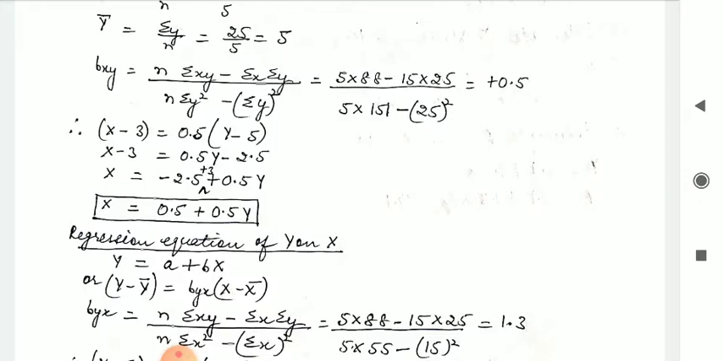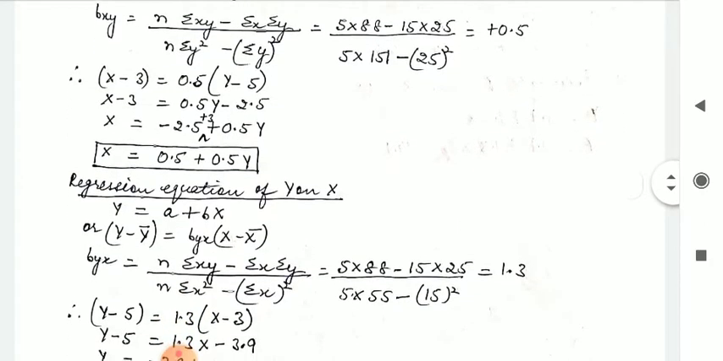So in this way x minus 3 is equal to, opening the bracket, 0.5 into y minus 2.5. Again x is equal to minus 2.5 plus 3 plus 0.5 y. So in this way we get the equation x is equal to 0.5 plus 0.5 y. And which equation is this? It becomes the regression equation of x on y.